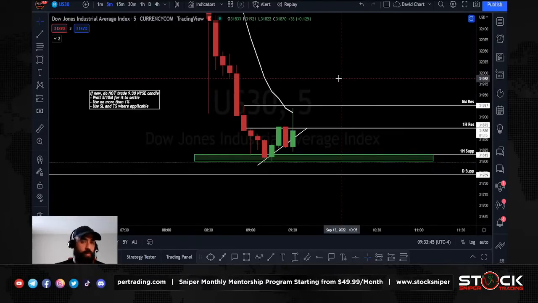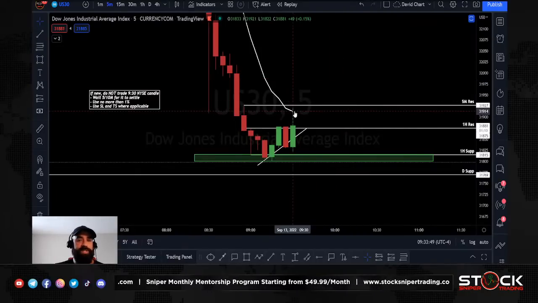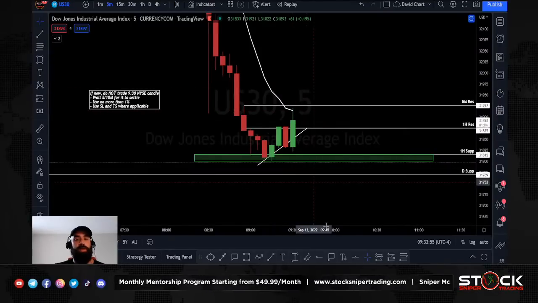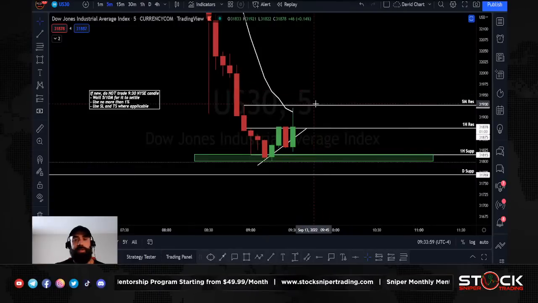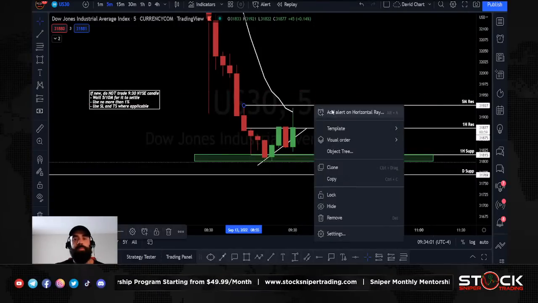So what we're looking for is maybe a break above the hourly. We need to close above this 9 EMA. Okay, do you guys understand this? For any kind of buying momentum, we need to close above here. Okay, so let's monitor this, set an alarm.